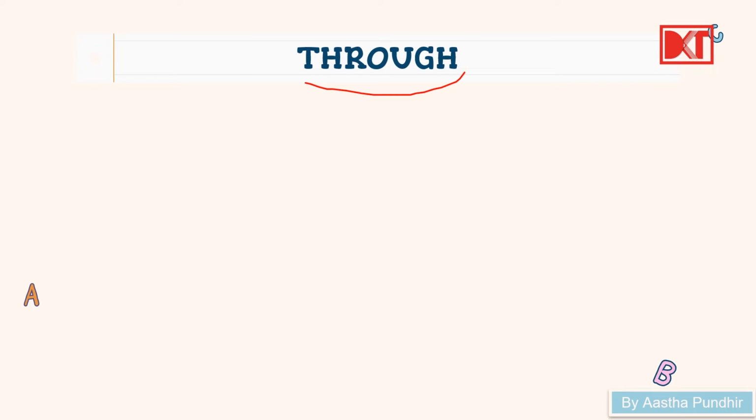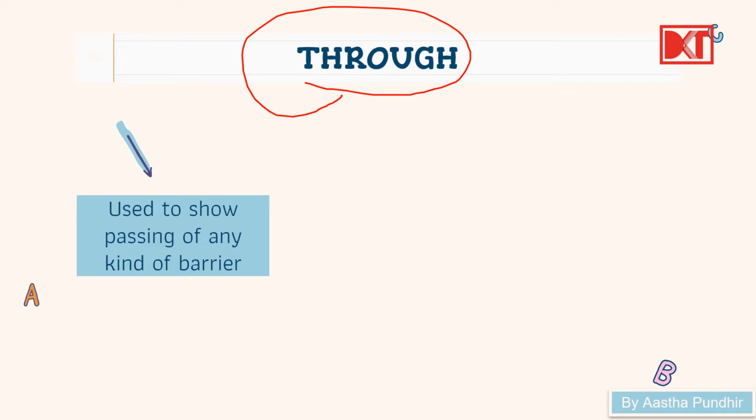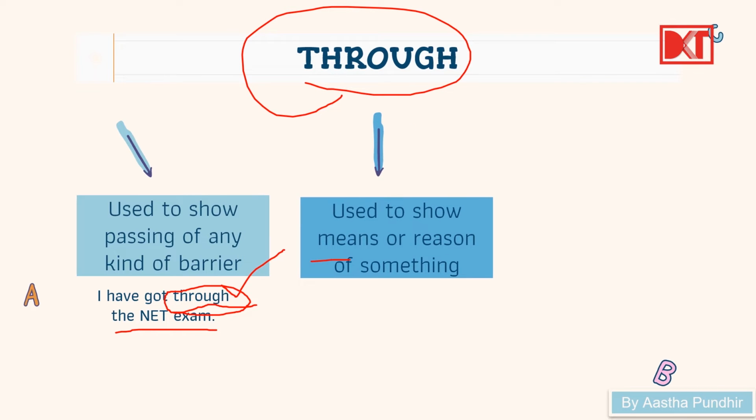Through. Through is used to show passing of any kind of barrier. जैसे I have got through the NET exam. मतलब I have passed a certain barrier of the NET exam, so I have got through. Then used to show means or a reason of something. How? You can clear this exam only through hard work. जैसे means या reason. कैसे कर सकते हैं आप ये एग्जाम को पास?